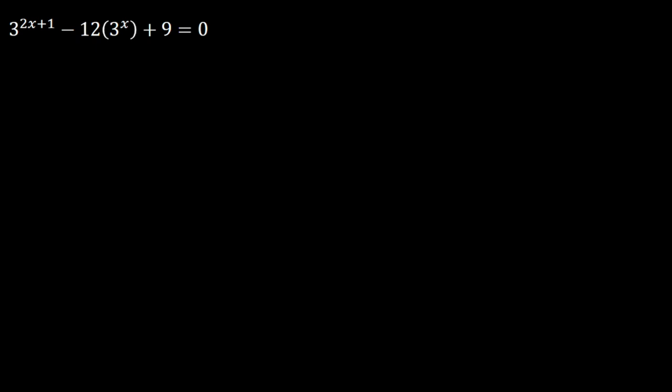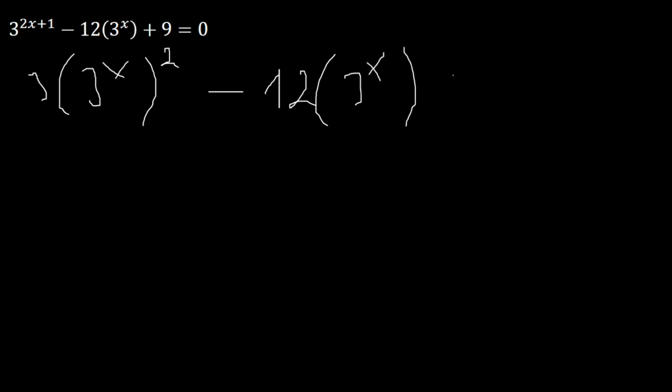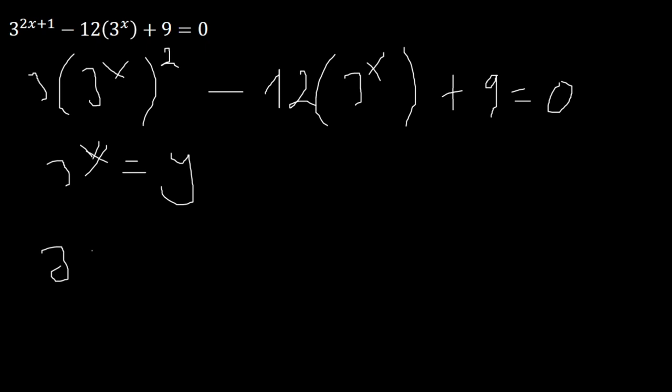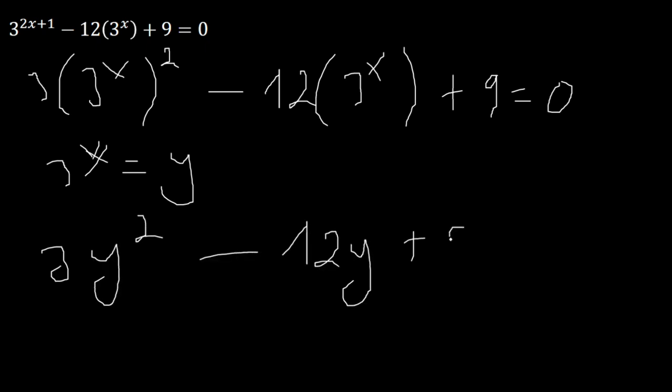You can just simplify using the law of indices. That would be 3. We take the first 3 into 3^x. We take out the x. We take out this 2 minus 12 into 3^x plus 9 is equal to 0. Okay, let's take 3 to the power x equal to y for simplicity. Therefore, 3y squared minus 12y plus 9 is equal to 0.